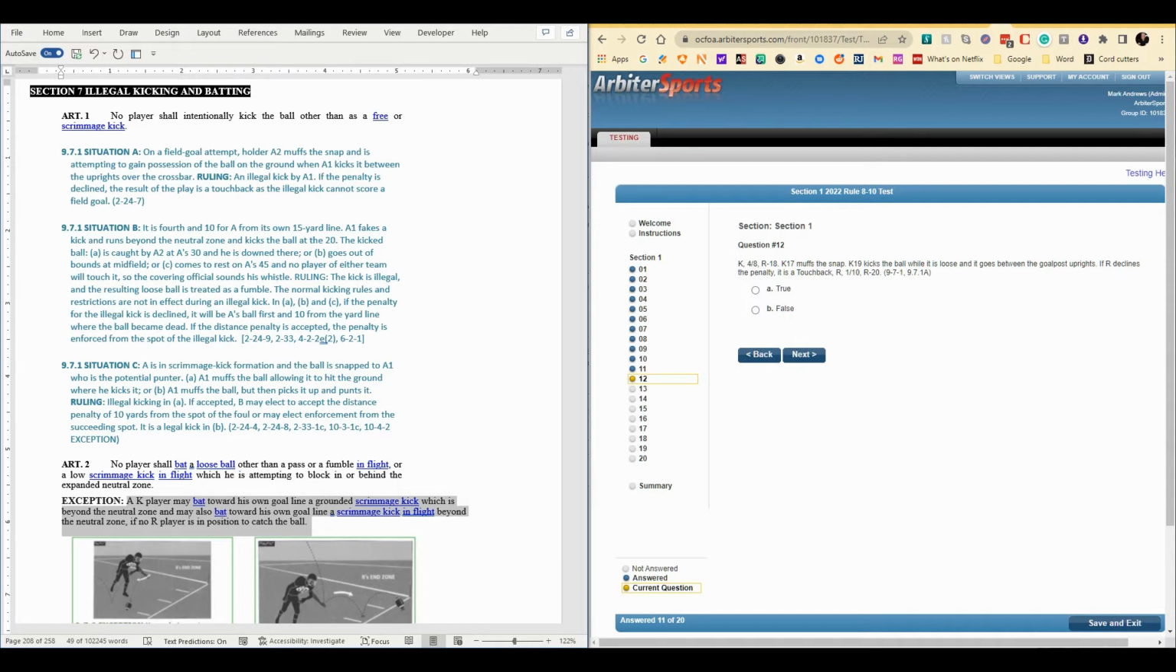The rule references 9-7-1, which is simply the prohibition against kicking the ball other than as a free or scrimmage kick. So this is an illegal kick. R is going to decline it. And if you look at 9-7-1-A, which is the case study that they point to, it's the exact question. The ruling is an illegal kick by A1. If the penalty is declined, the result of the play is a touchback, as the illegal kick cannot score a field goal. So the answer here is true.